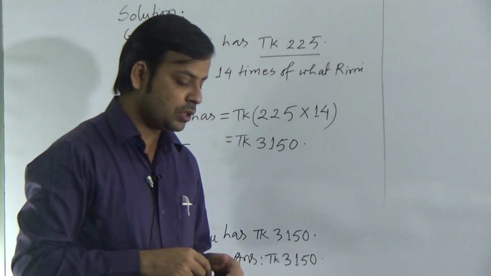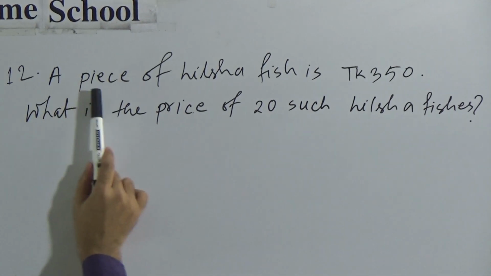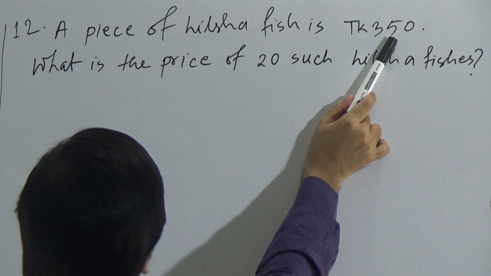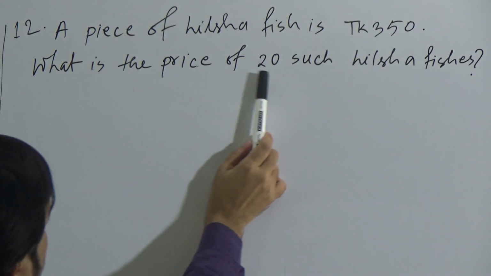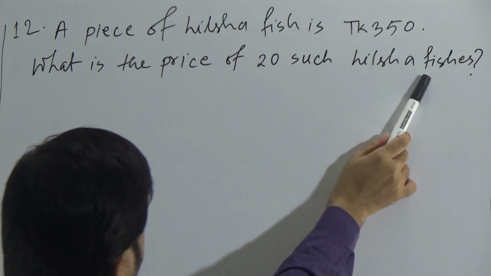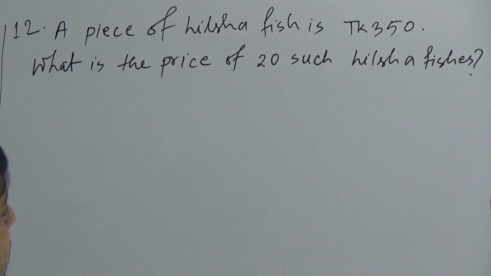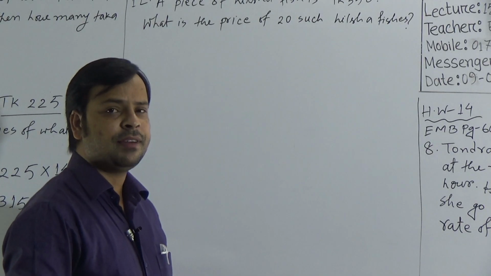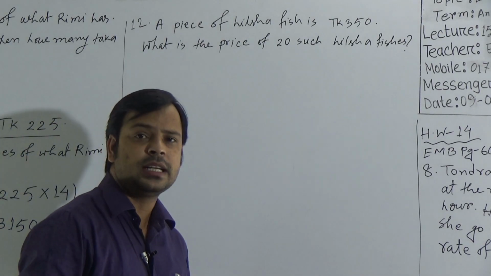Okay, now I will go to second question, that is question 12. Word problem 12. The question is, a piece of hilsa fish is taka 350. What is the price of 20 such hilsa fishes? Okay, dear students, here the price of one fish is given. We have to find the price of 20 such hilsa fish.